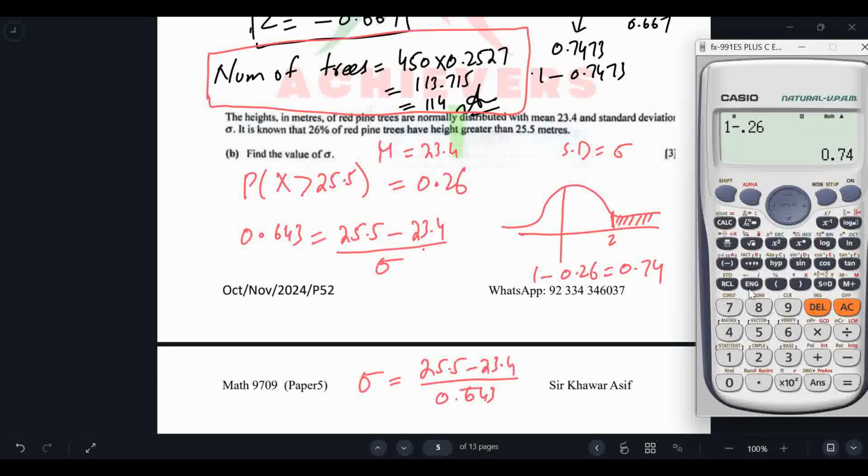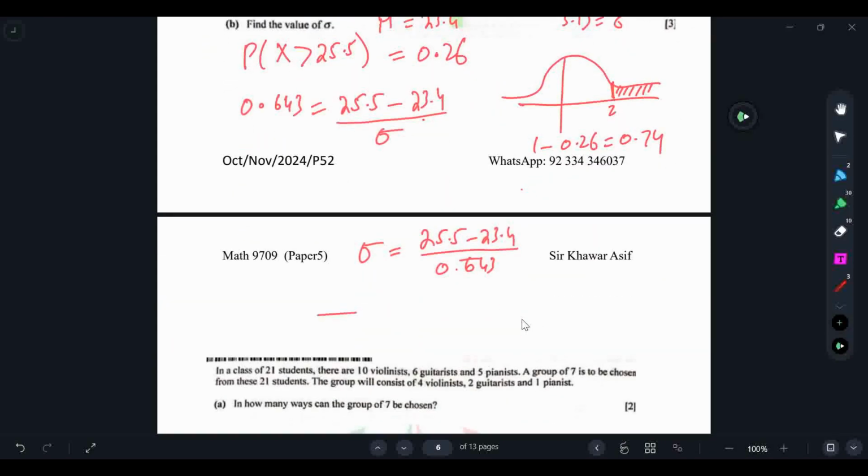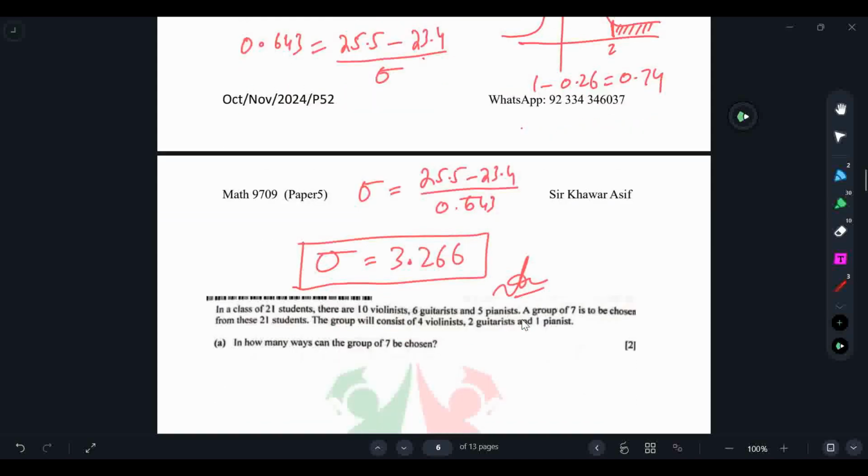Now 25.5 minus 23.4 divided by 0.643 will be equals to 3.266. So sigma is equals to 3.266. This will be the final answer. I hope that the concept is clear. Let's move to the next question.